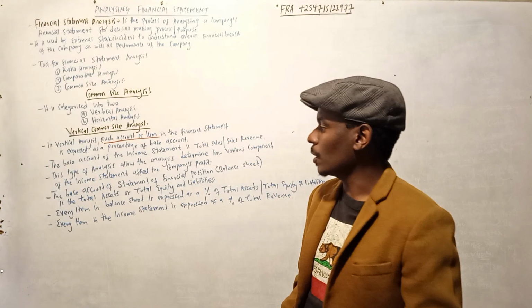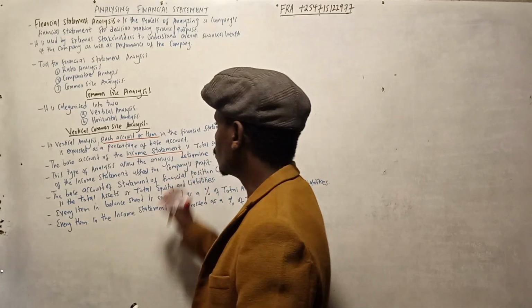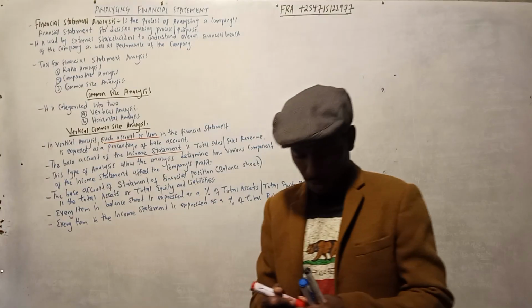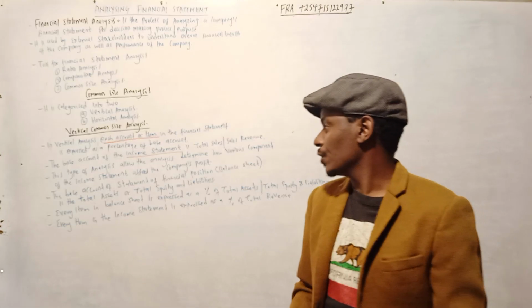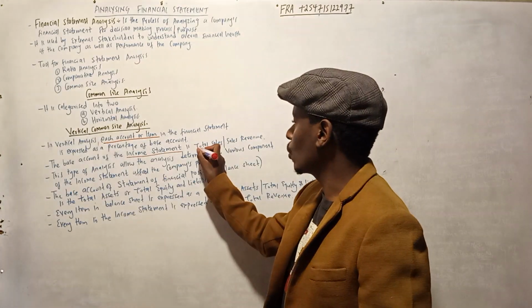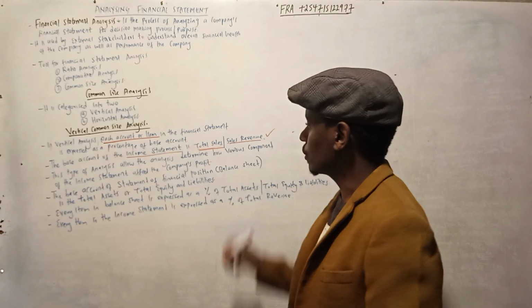Now let's start with the first one, the income statement. Each item in the income statement is expressed as a percentage of total revenue. It is expressed as a percentage of total revenue or total sales.